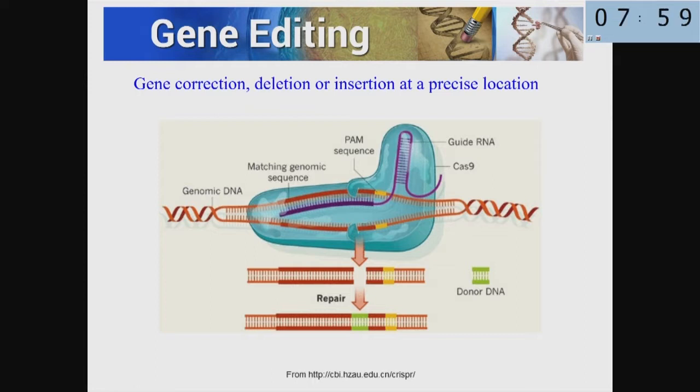This system relies on base complementarity between an engineered guide RNA and a specific DNA sequence in the genome, followed by double-strand cleavage by Cas9. The double-strand breaks are later repaired by one of several pathways that may lead to gene mutation or replacement.